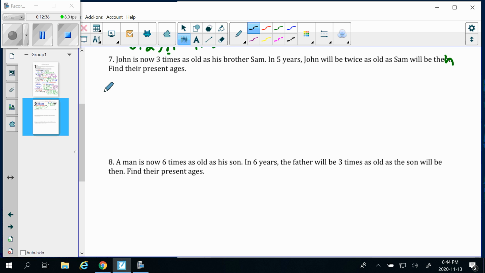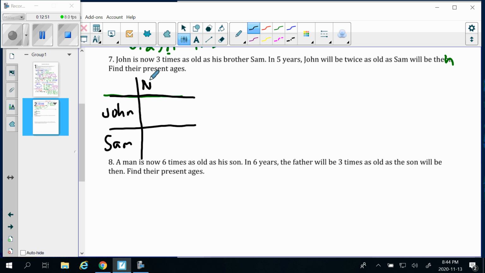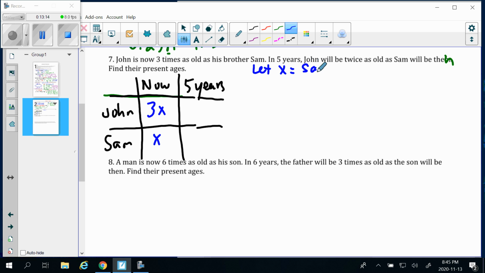So the trick is you want to set up a chart to organize all this information, because there's just too much stuff. Like there's John, and then there's Sam, and then there's now, and there's also in 5 years. So there's a lot of information to organize. So right now, John is 3 times as old as his brother Sam. So if I declare a variable, I think the easiest thing is to let x equal Sam, and then John is 3 times that. So I'm going to say x equals Sam's age now.